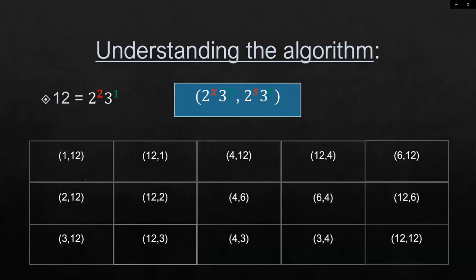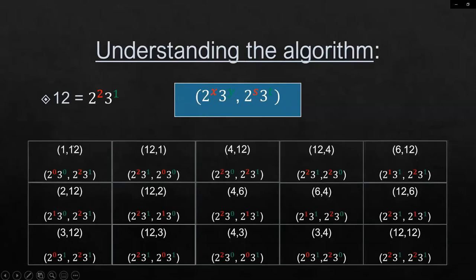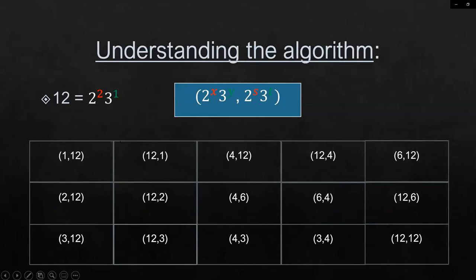So does somebody want to try? So let me do the first one. So for 1, you want to use 2 to the power of 0 multiplied by 3 to the power of 0, and that will equal 1. Now you want to do 12, which is going to be 2 to the second power and 3 to the first power, which is perfect. Right here, right? And then we have the mirror image.